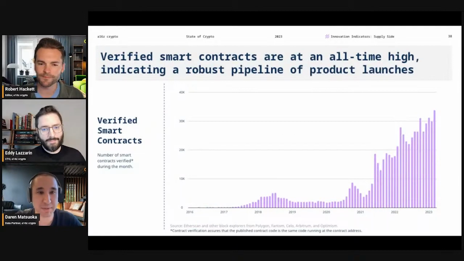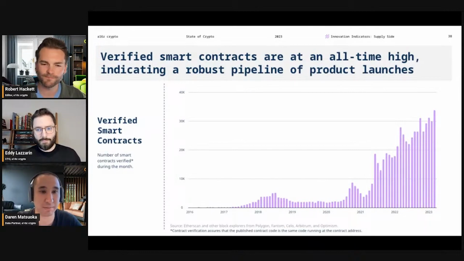We can also look at something called verified smart contracts, which is the process of verifying the code that you deployed through a block explorer, which is in many ways a leading indicator of the pipeline of product launches. So really cool to see that continue to grow even in the bear market. Developers are definitely continuing to stay active.